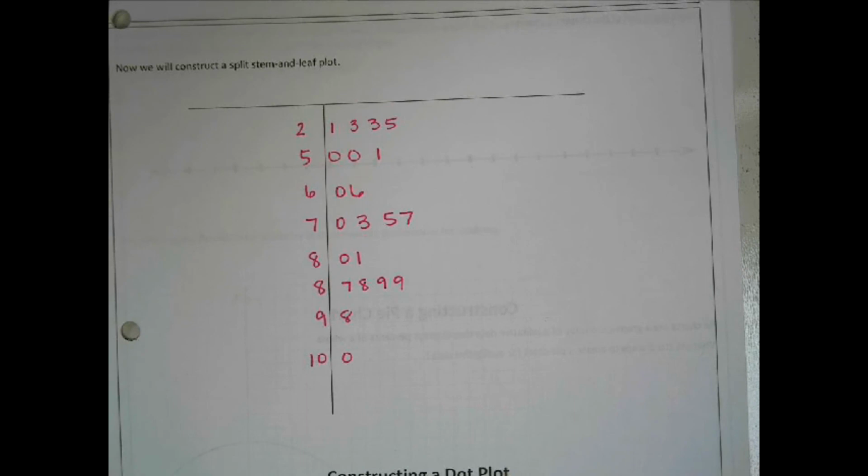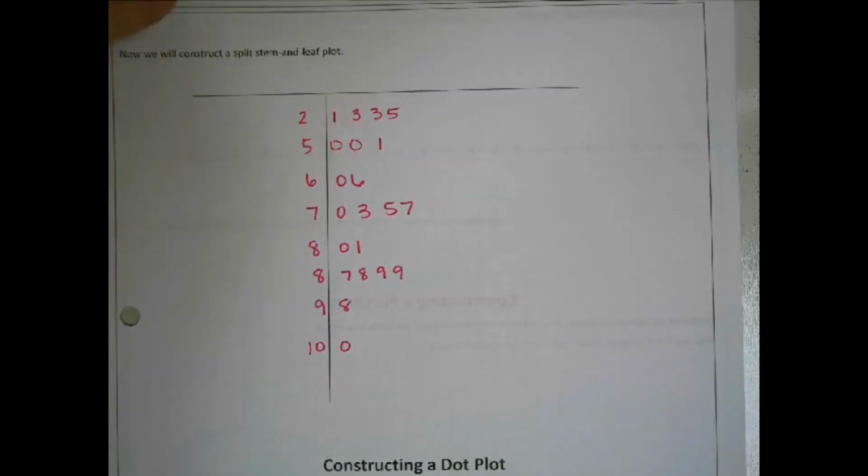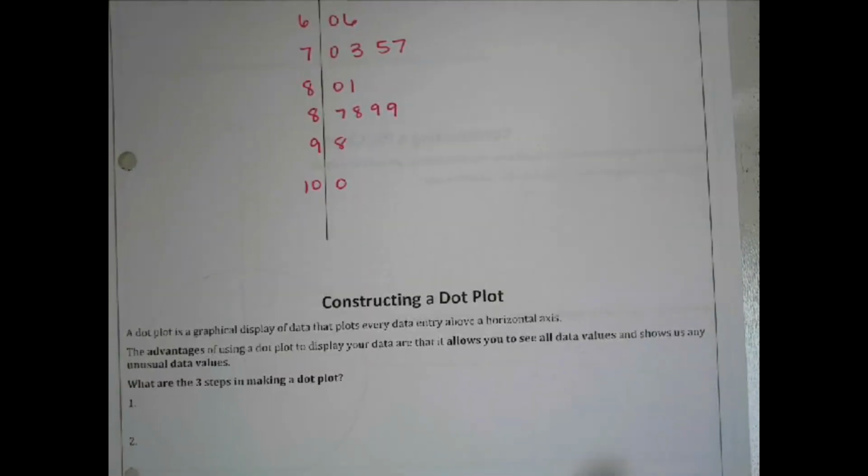So there's a stem and leaf plot. Next is a dot plot.